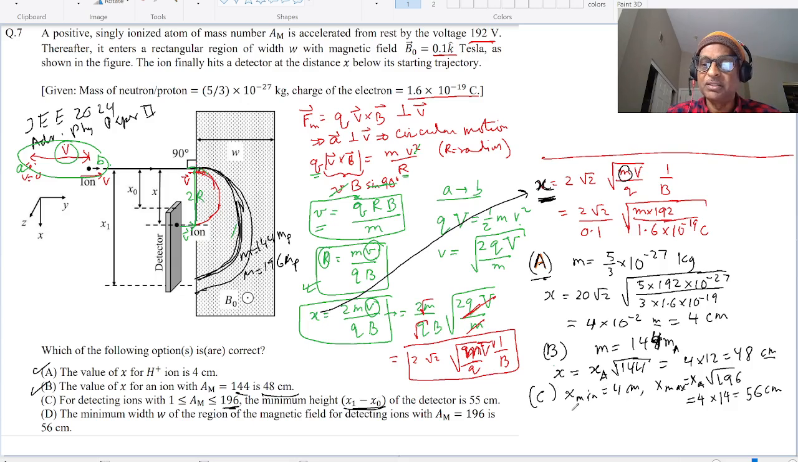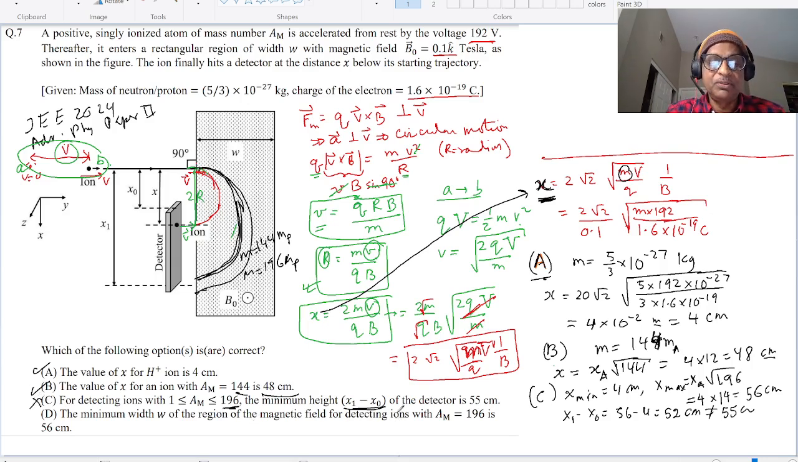So the difference x1 minus x0 for me is 56 minus 4, which is 52 centimeter, which is not 55 centimeter. So this one is not correct.